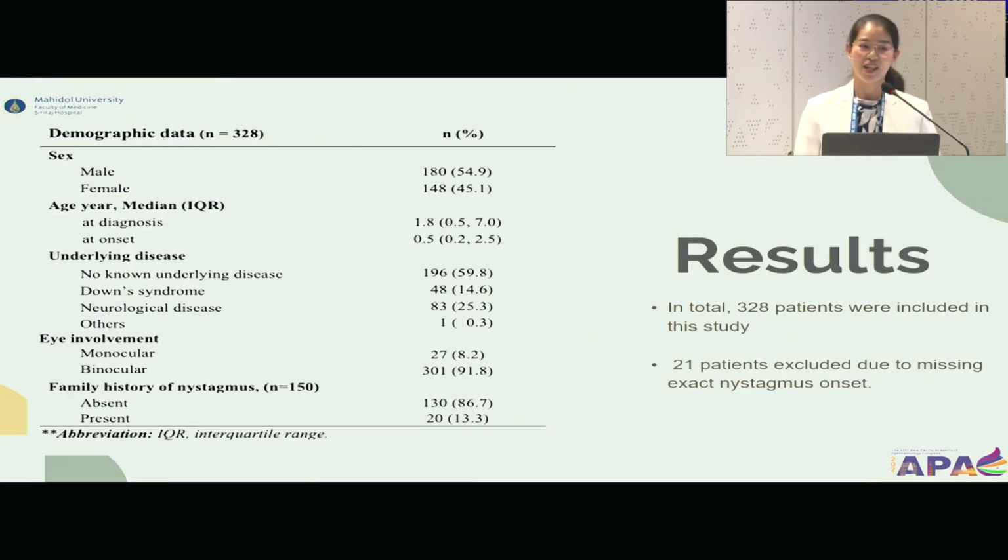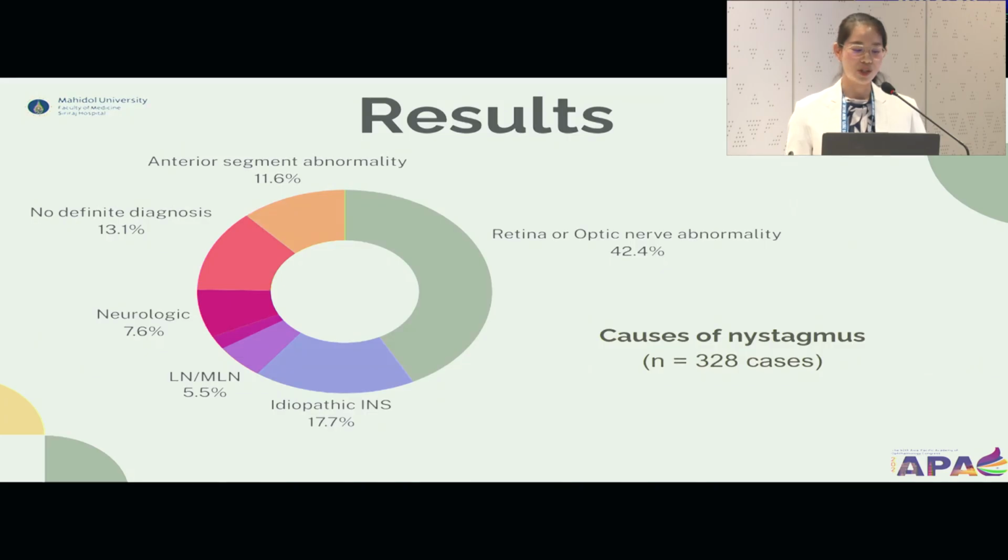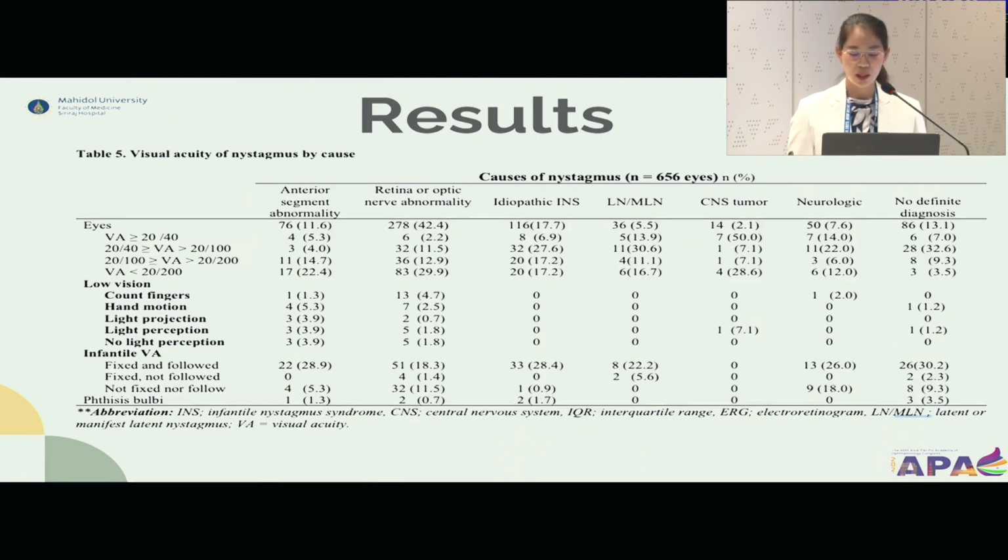With this, 328 patients were included, with 21 of the patients excluded because the onset of the nystagmus was unsure, whether it was pediatric nystagmus or not. The patients were divided into retinal or optic nerve abnormality, anterior segment abnormality, no definite diagnosis, neurological abnormality, latent nystagmus, and idiopathic INS. The three most common types were retinal or optic nerve abnormality, followed by idiopathic INS and anterior segment abnormality.